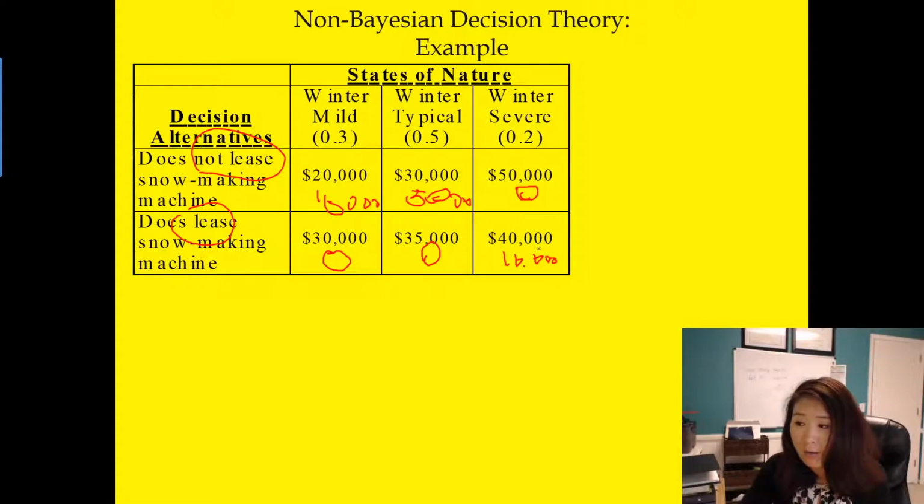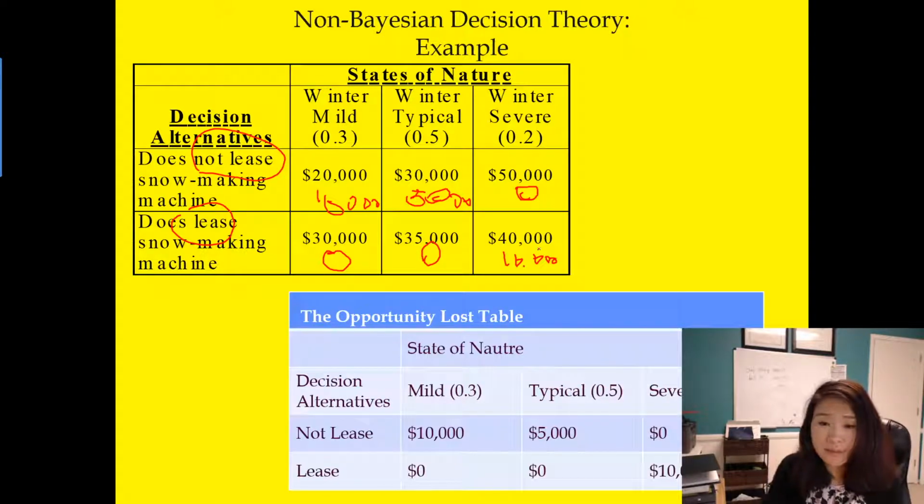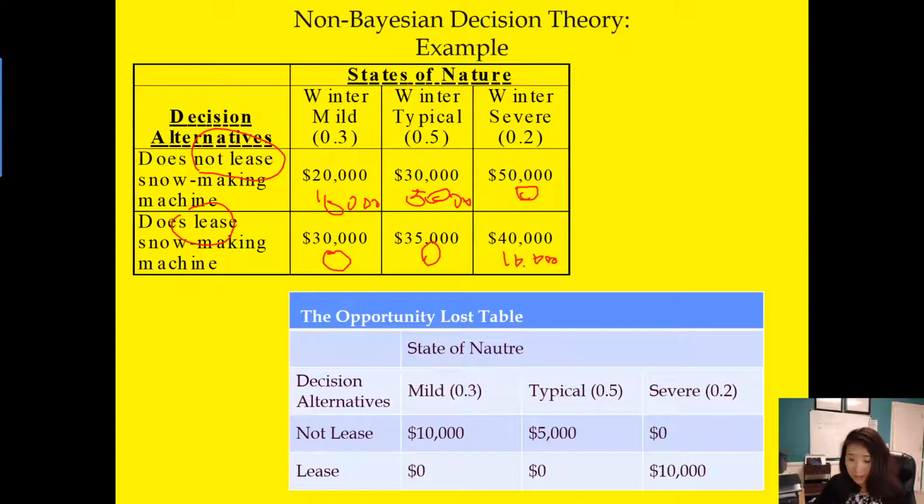So I put all the red numbers together to make a new table. This table is called the opportunity loss table. Again, you feel very regretful. That is how you get your opportunity loss table. Now we're going to base on this table to calculate the expected loss. Like I said, the method is very similar to what we did before. Instead of using the payoff table, we're using the opportunity loss table.